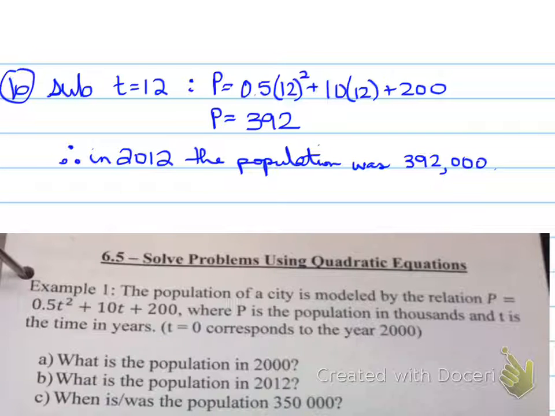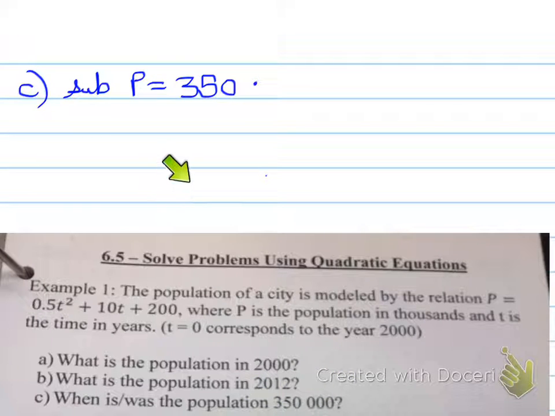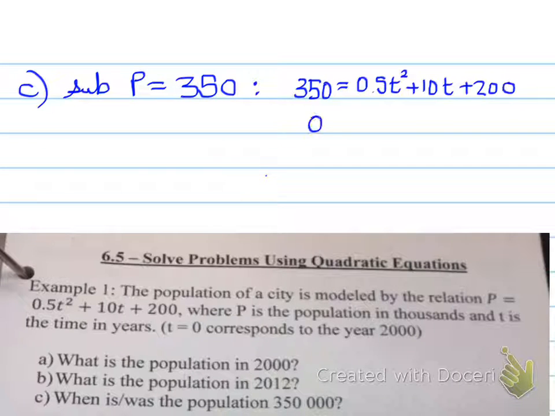Now, the last part. When is or was the population 350,000? So what are we going to plug this in for now? Hopefully you're thinking, okay, we need to plug in P equals what value? That's right, 350, and that's it. Not 350,000, because remember, P is the population in thousands. So how many thousands are in this number? Well, there are 350 of them. So that's why we're plugging in P equals 350. We plug it in. 350 equals 0.5 t squared plus 10t plus 200.